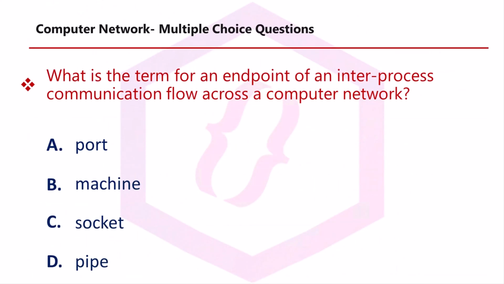What is the term for an endpoint of an inter-process communication flow across a computer network? Option A, port. Option B, machine. Option C, socket. Option D, pipe. And the correct answer is option C, socket.